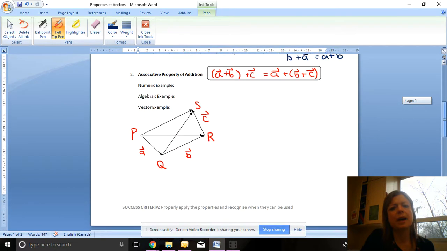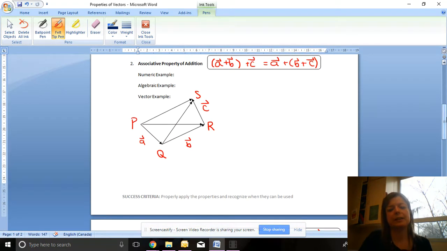Now we move on to the associative property. This is just if you add these vectors first and then add C, that's the same thing as if you added A with whatever the sum of these two vectors were. So again, we can do this with a diagram. Label P, Q, R, S, and then label PQ as vector A, QR as vector B, and RS as vector C.